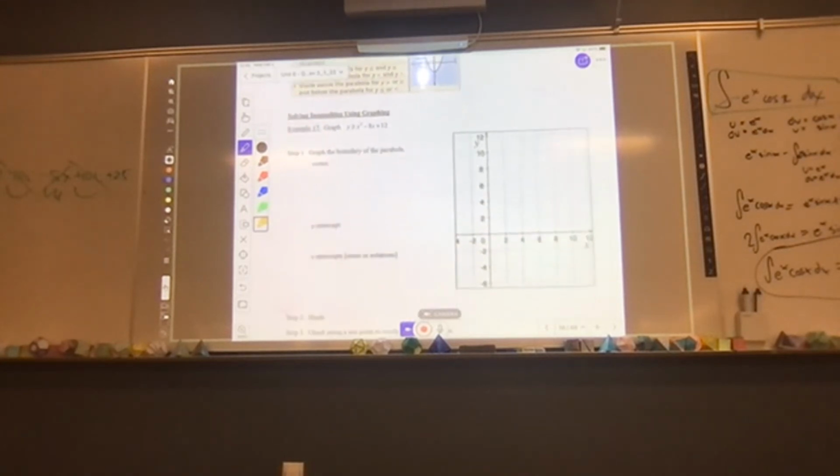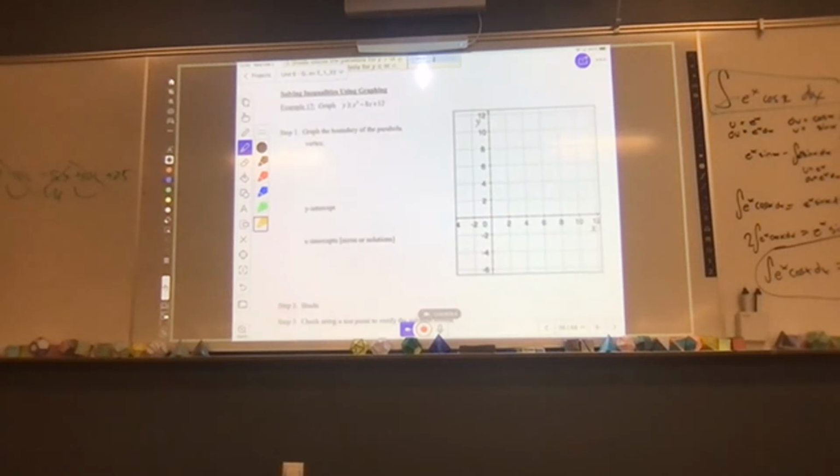Okay, so let's take a look at how we would do this. If you are given this inequality, the first thing that you want to look at is the boundary line. What can you tell me about the boundary? It's solid. The boundary is solid. Okay, what else can you tell me about the parabola? It opens up, yes, because a is positive. What else can you tell me?